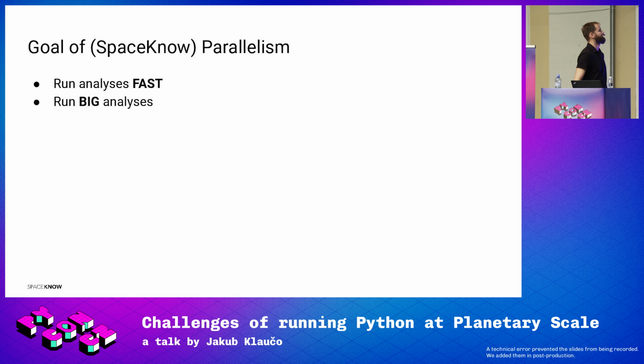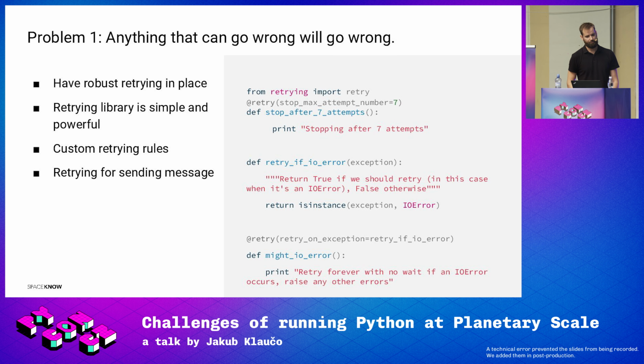Now I will quickly touch on parallelism. The goal is very simple. We want to run analysis fast, and we want to run over big areas. So first, the rule: anything that can go wrong will go wrong, especially when you're running hundreds of pods that process tasks. Something will eventually fail, either on the client side or server side: transient network timeouts, bad reads, faulty hardware, you name it, it's going to fail.